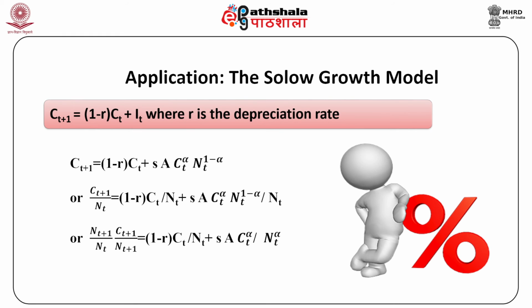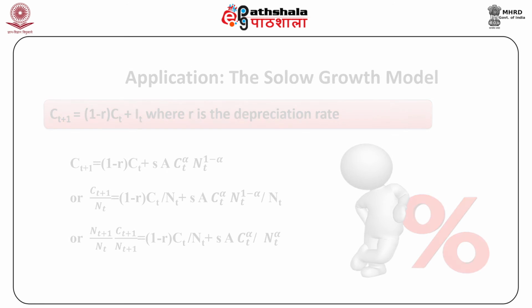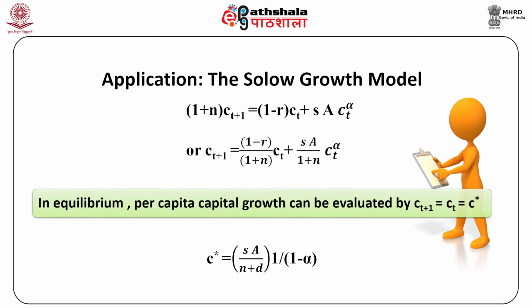or N_{t+1} by N_t into C_{t+1} by N_{t+1} is equal to (1 minus r) C_t divided by N_t plus s A C_t raised to the power of alpha divided by N_t raised to the power of alpha. Or (1 plus n) c_{t+1} is equal to (1 minus r) c_t plus s A c_t raised to the power of alpha, or c_{t+1} is equal to (1 minus r) by (1 plus n) c_t plus s A divided by (1 plus n) c_t raised to the power of alpha, which is the first order non-linear difference equation.